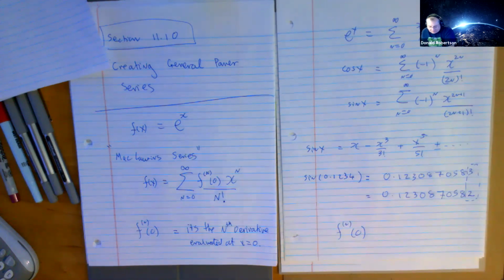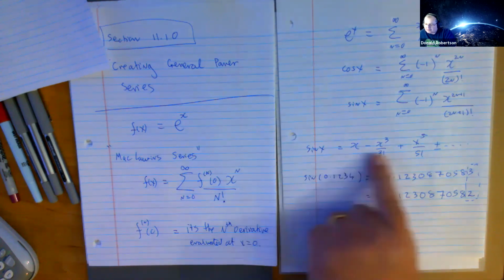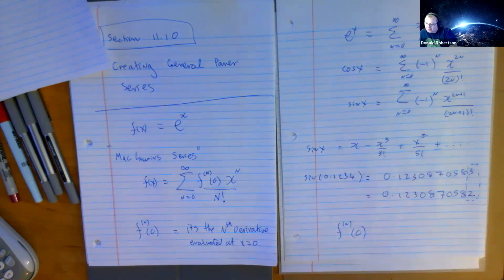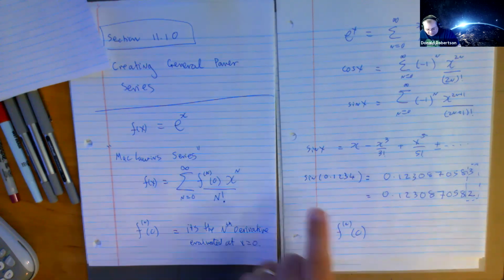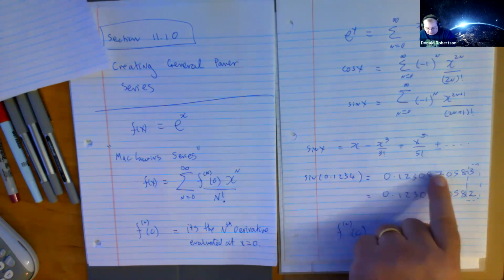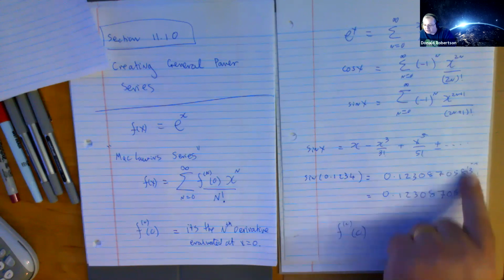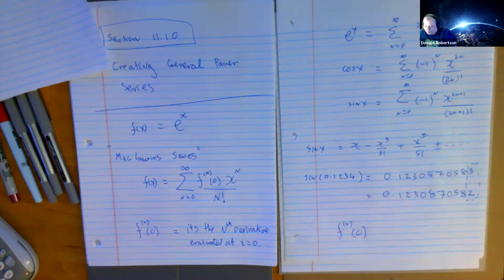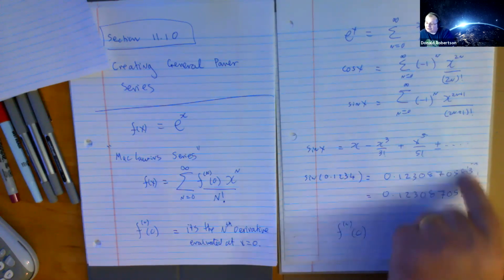Come on, be impressed. A 3-term polynomial is giving you the value of this sine to 1, 2, 3, 4, 5, 6, 7, 8, 9 places. And who's to say that that's not been rounded off? It could not be correct even to that decimal place.